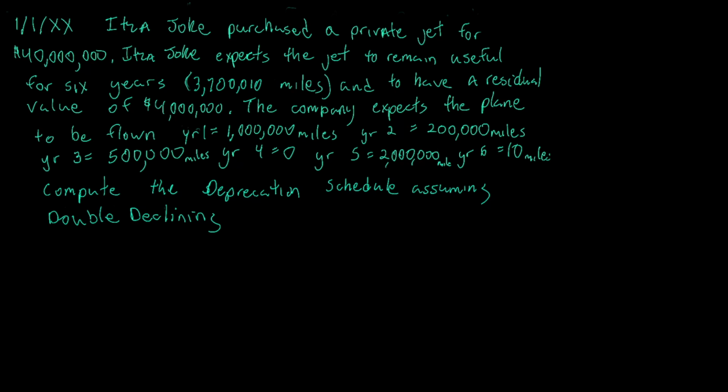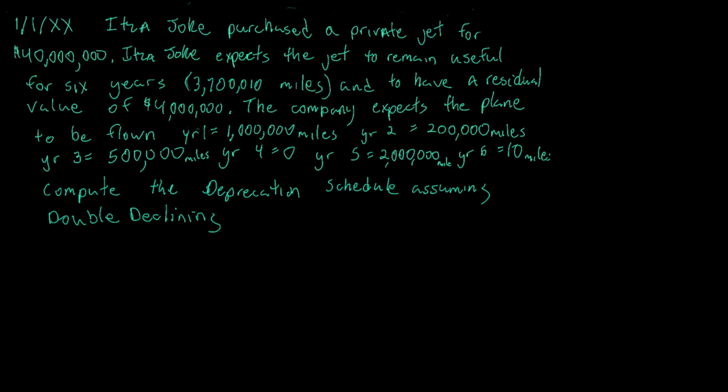On January 1st, It's a Joke purchased a private jet for $40 million. It's a Joke expects the jet to remain useful for 6 years, 3,700,010 miles, and to have a residual value of $4 million. The company expects the plane to be flown 1 million miles in year 1, 200,000 in year 2, 500,000 miles in year 3, no miles in year 4, 2 million miles in year 5, and 10 miles in year 6.